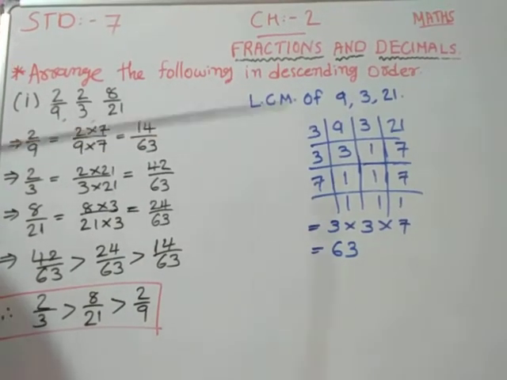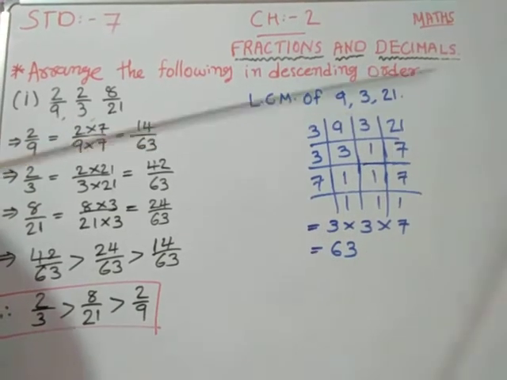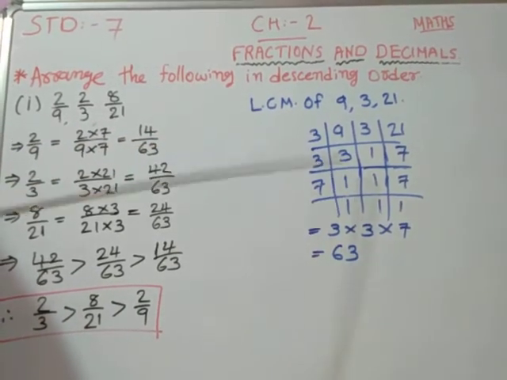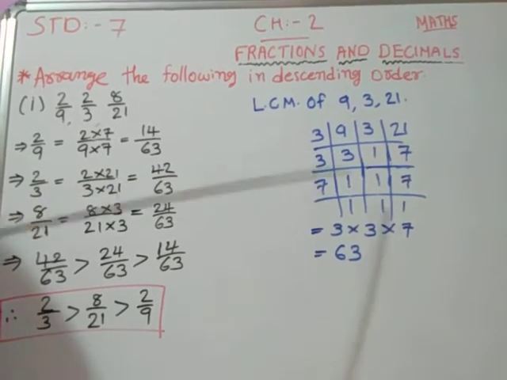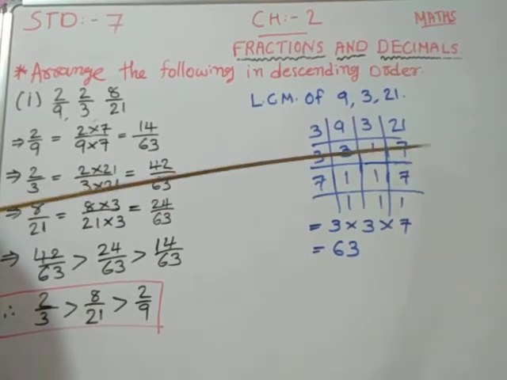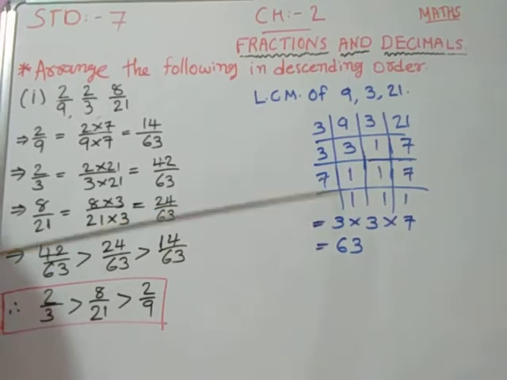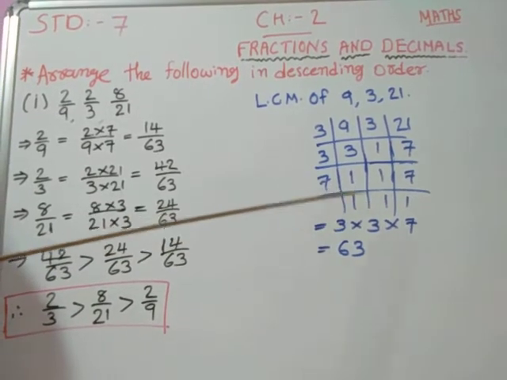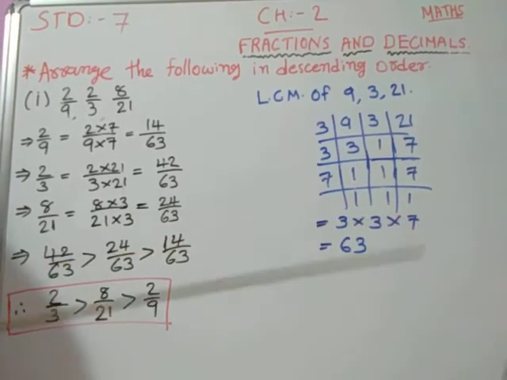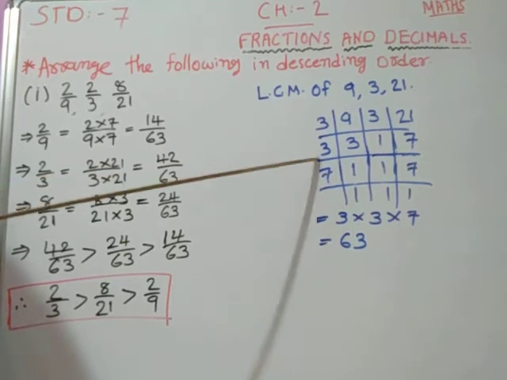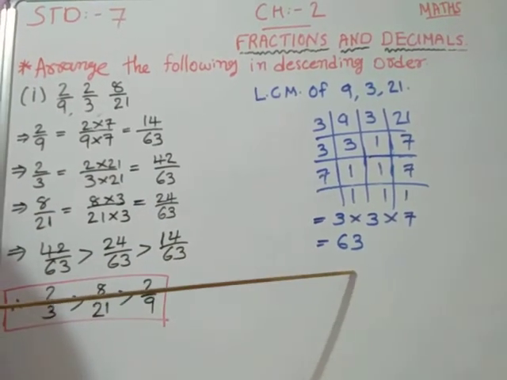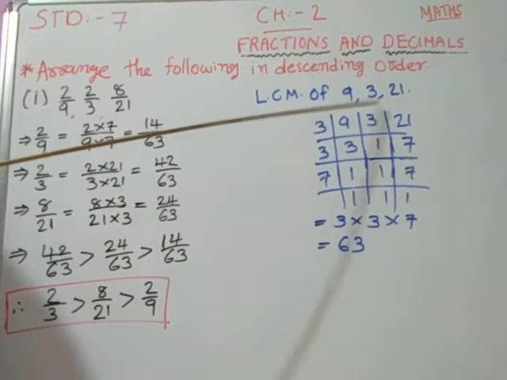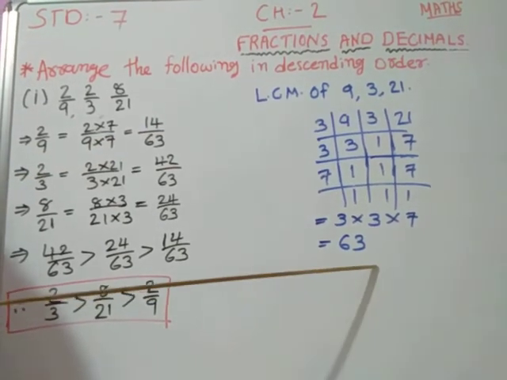Now the LCM of 9, 3 and 21 is equal to, here 3 3s are 9, 3 1s are 3, 3 7s are 21, 3 1s are 3, 1 as it is, 7 as it is, 7 1s are 7. So the LCM is equal to 3 multiply 3 multiply 7, 3 3s are 9, 9 7s are 63. Therefore, the LCM of 9, 3 and 21 is equal to 63.